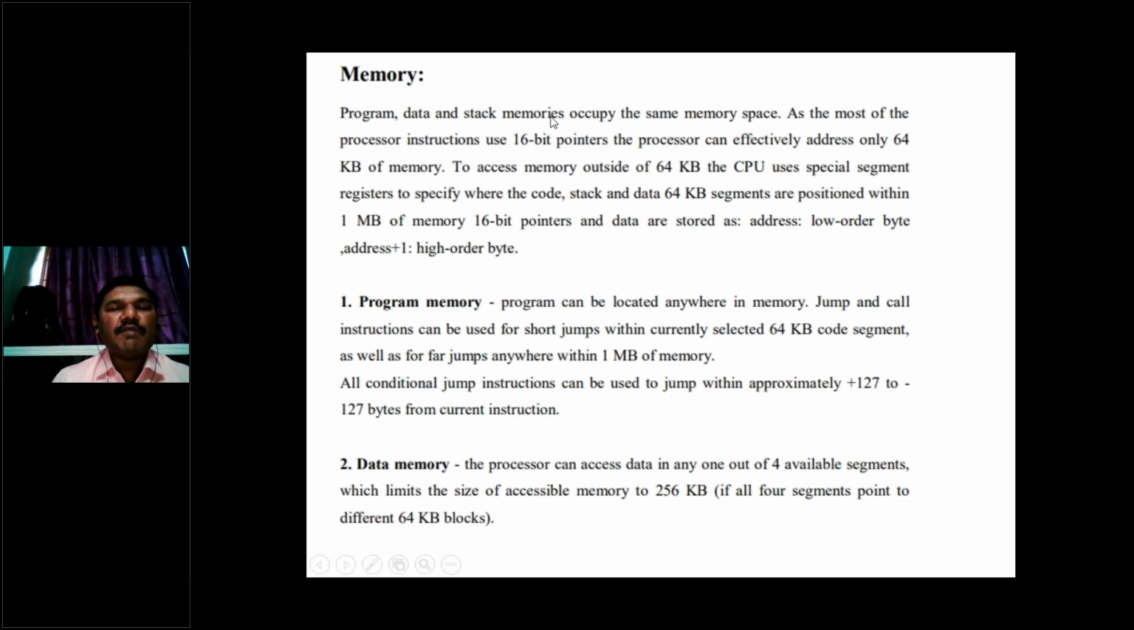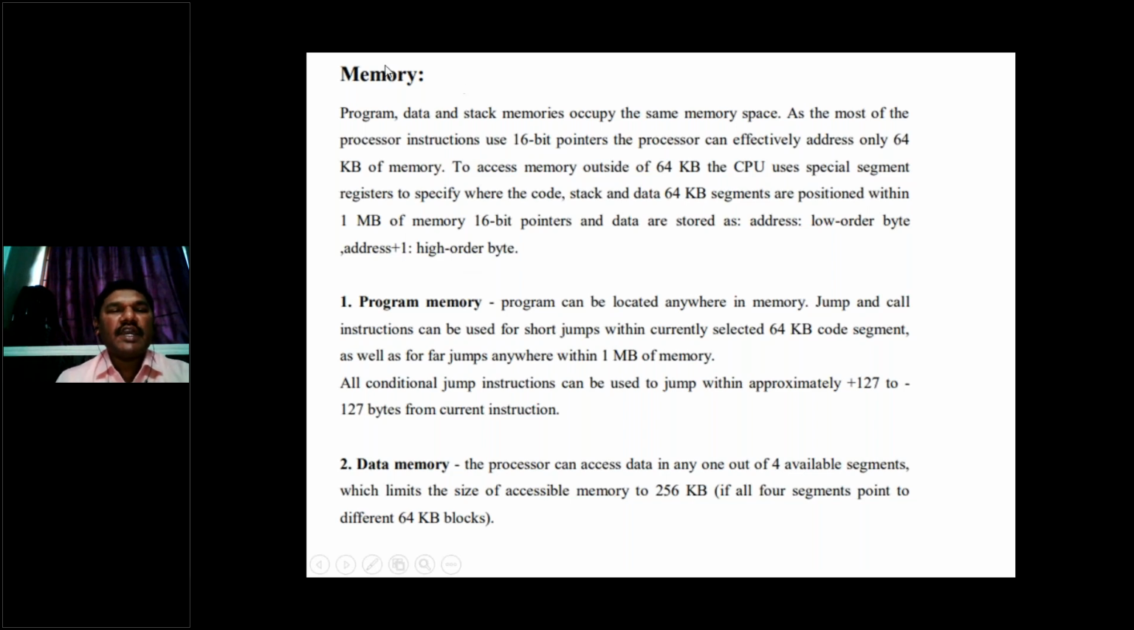Program, data, and stack memory. There are three types of memory: program memory, data memory, and stack memory, and they occupy the same memory space. As most of the processor instructions use 16-bit pointers, the processor can effectively address only 64 KB of memory. To access memory outside of 64 KB, the CPU uses special segment registers to specify where the code, stack, and data 64 KB segments are positioned within 1 MB of memory.